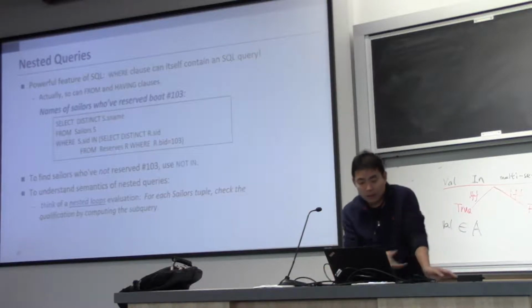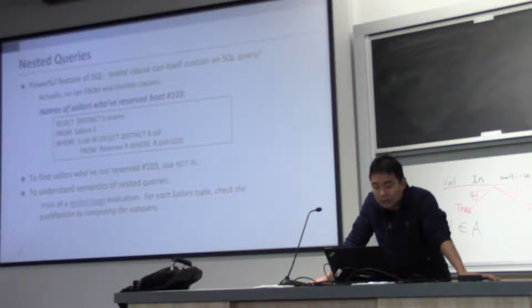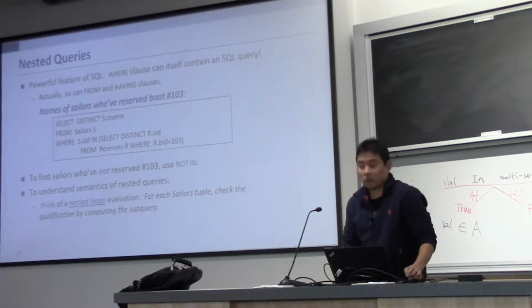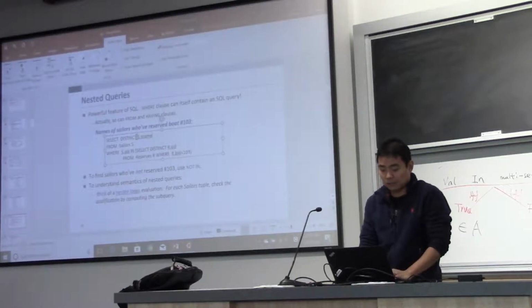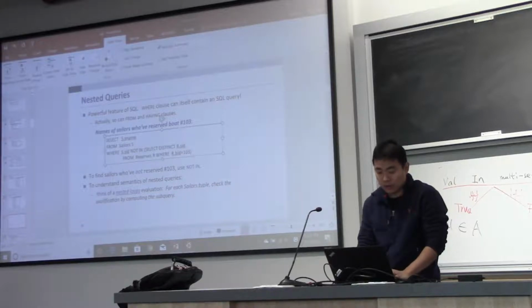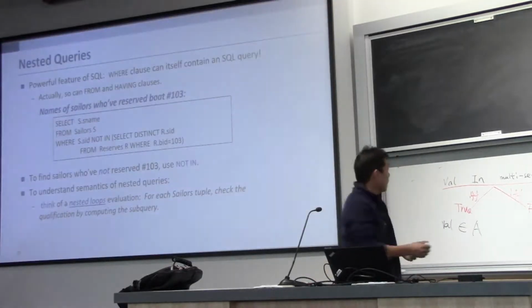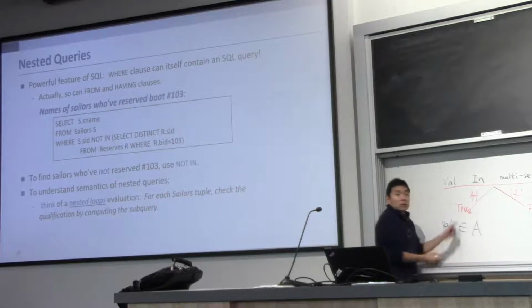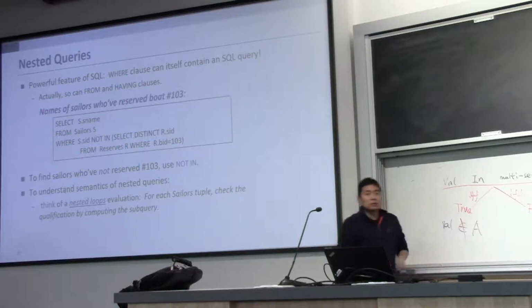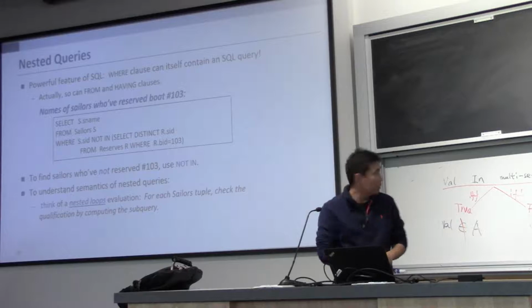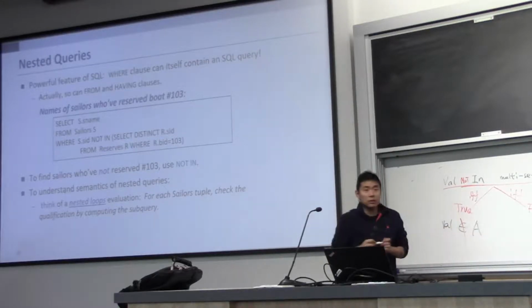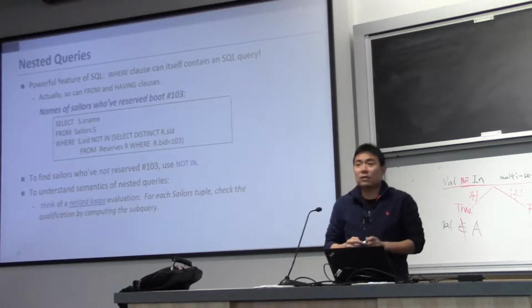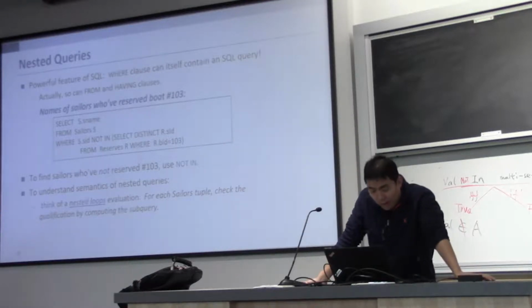Okay? All right, to find the sailors who have not reserved 103, what do you do? Well, instead of using in, you use not in. All you need to do is to change this to not in, and you're done. The semantic of that is simply this. That's it. Or not. Okay, you flip the left and right, you got it now.